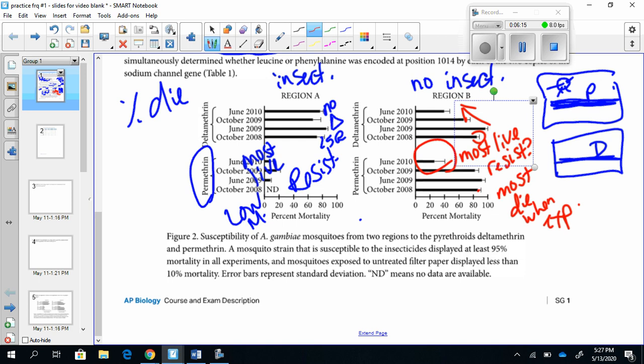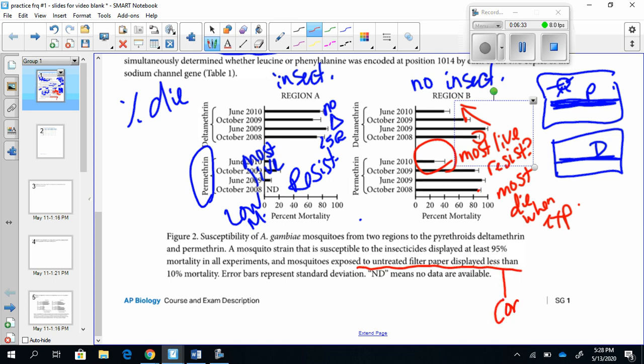A mosquito strain that is susceptible displayed at least 95% mortality, and all experiments in mosquitoes exposed to untreated filter papers displayed less than 10% mortality. Okay, this is going to be important. Why did you expose them to untreated filter paper?